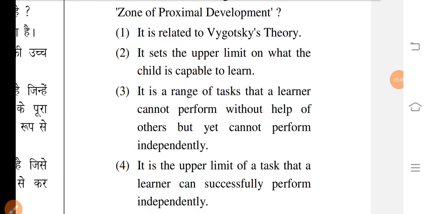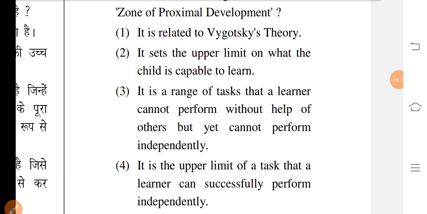It is related to Vygotsky's theory. Okay, second one is that it sets the upper limit on what the child is capable to learn. Yes, it sets an upper limit. And third one is, it is a range of tasks that a learner cannot perform without help of others. Yes, but yet cannot perform independently. So he cannot do without help of others. Same way he cannot do it independently also. Okay, so third one is also correct.